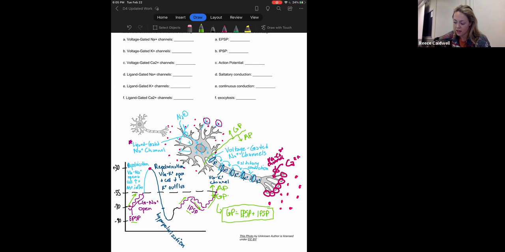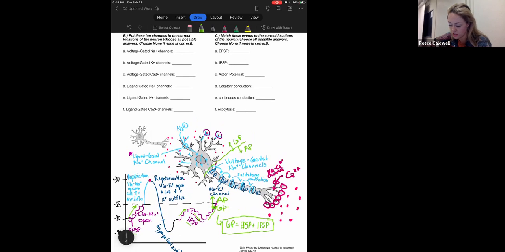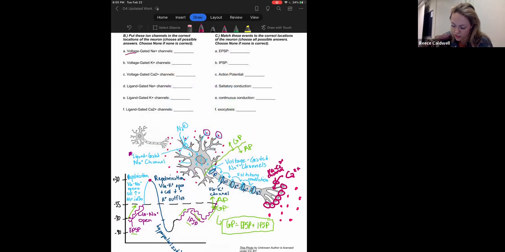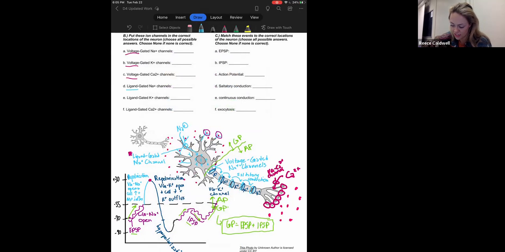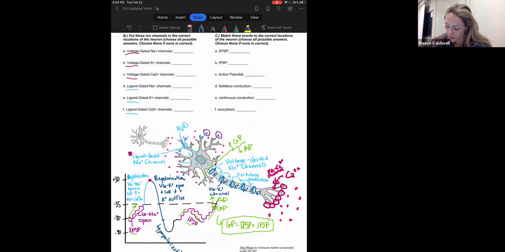All right, awesome. So now that we have all of this labeled below, let's go ahead and answer our questions. First, we're going to look at our voltage gated channels, and then we're going to look at our ligand gated channels. So let's start answering. We're looking at ion channels in the correct locations of the neuron, those spots on the neuron. So where do we see voltage gated sodium channels?